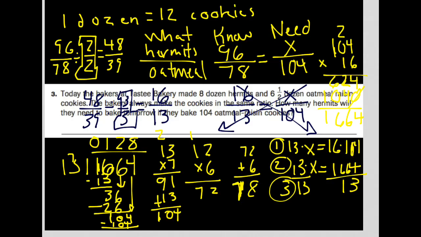So my answer is 128. Write that down here. 128. This is step 4. 128 hermit cookies, which is equal to x, which is my proportion that I solved.